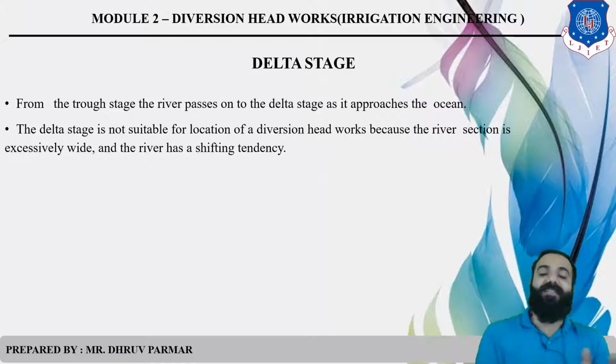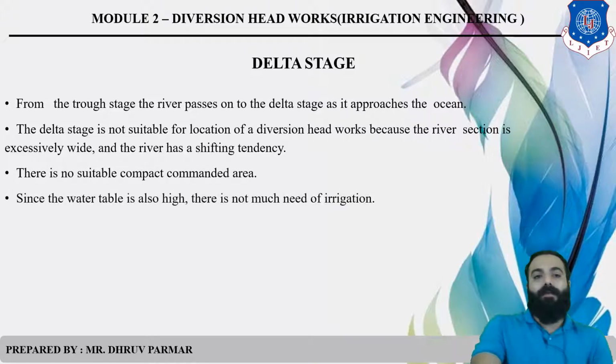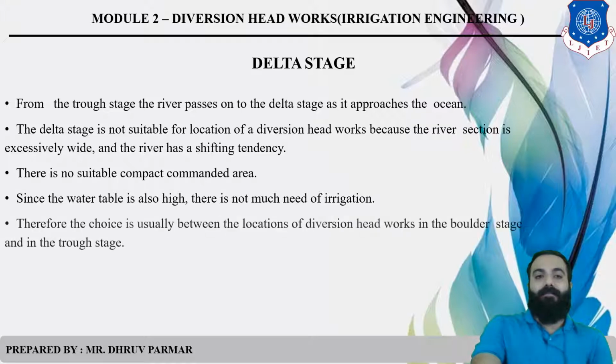Clear? The delta stage is not suitable for a diversion headwork. Clear? Because the foundation is weak, the bearing capacity of the soil is very low, and the river is excessively wide. So we cannot construct a diversion headwork in this stage. Also the water table is high, so we cannot use a diversion headwork for irrigation. So there are two stages which are useful to construct a diversion headwork: first, the boulder stage, and second, the alluvial or true stage.